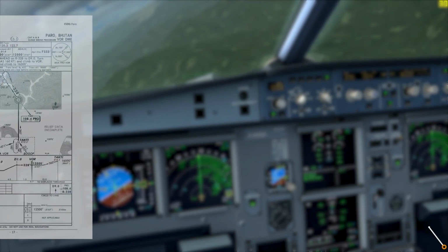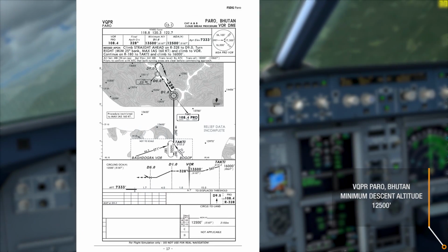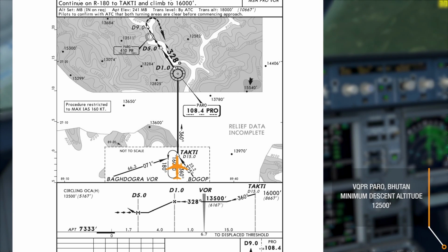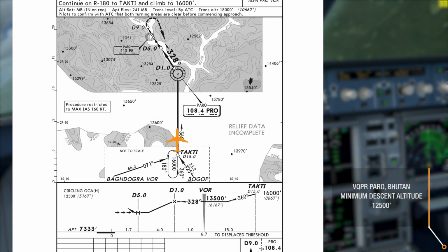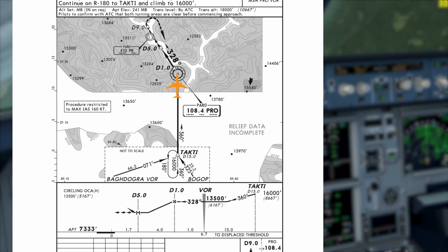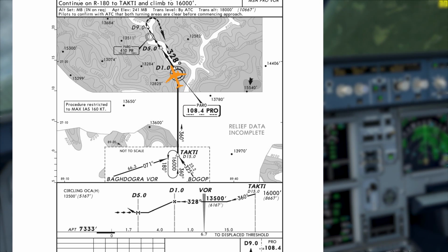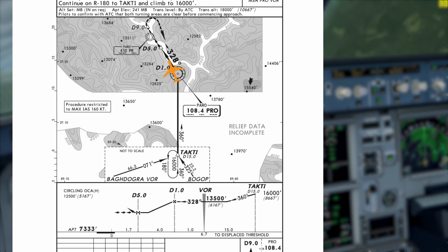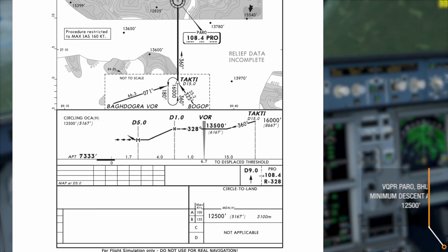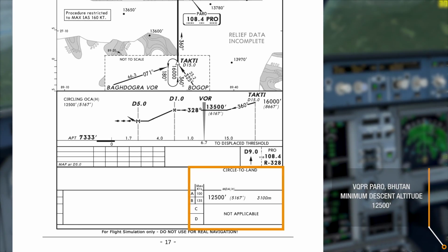We are heading towards Takti as you join the action, which is the waypoint on the approach chart. So from Takti we steer 360 to the VOR Paro, and then it's a left turn to 328 for 1 mile, level at 13,500, and then descending down to the MDA, which is 12,500 feet.